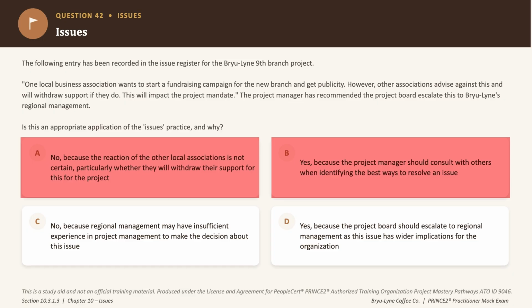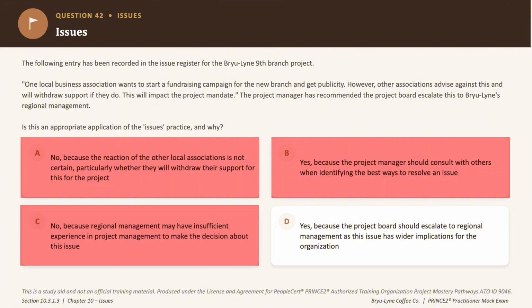Option C questions whether regional management has enough project management experience. Now that is a bit extraneous, because escalation isn't about technical project skills, it's about who holds the right authority. So an incorrect answer choice.